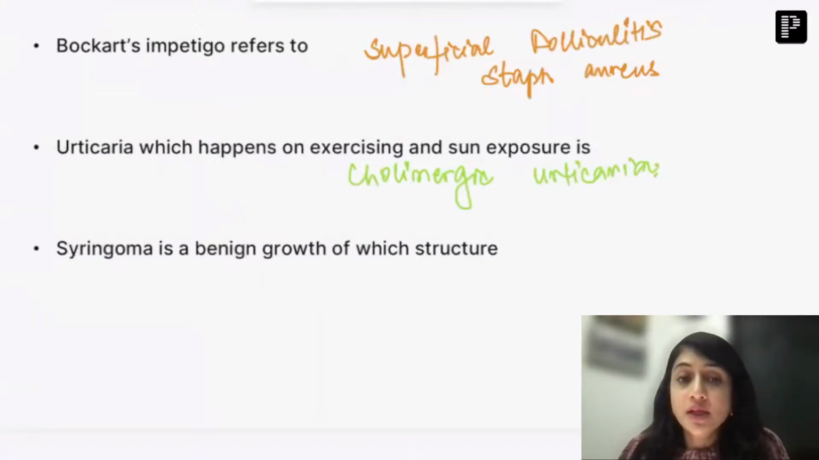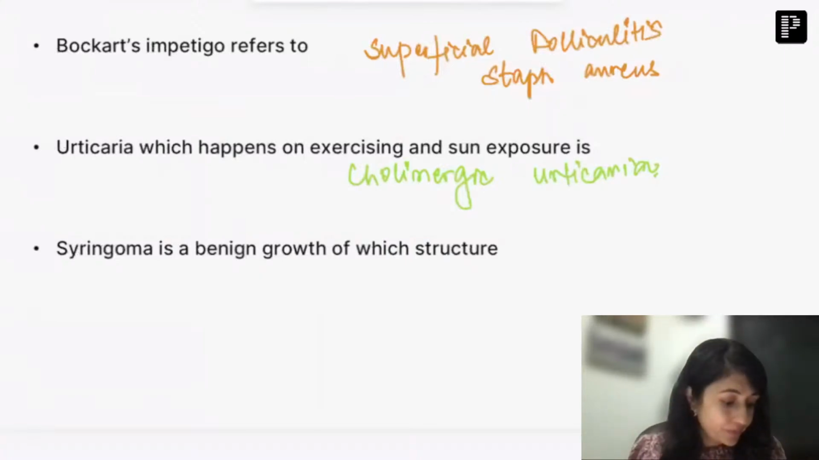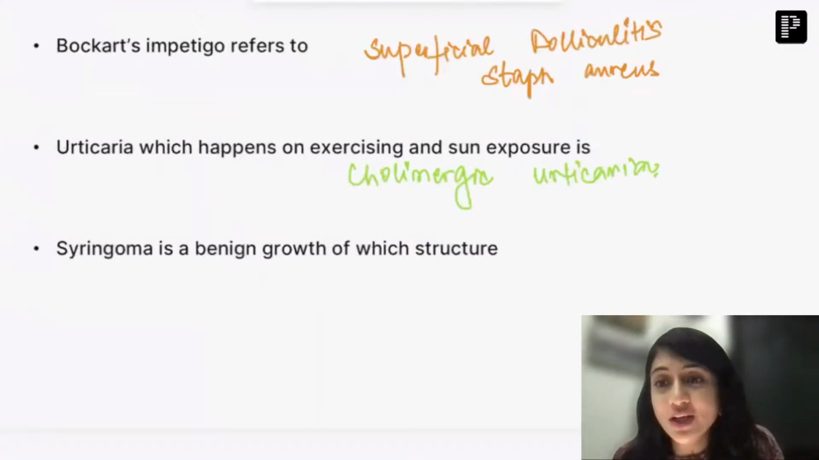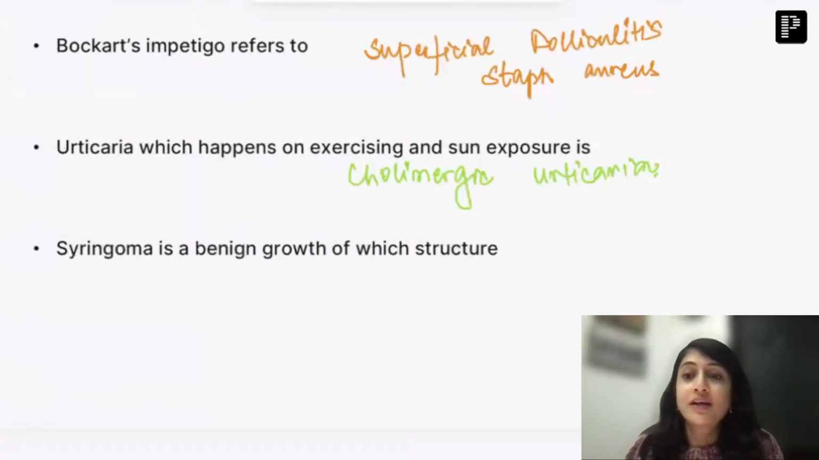Next question. Syringoma is a benign growth of which structure? So when a patient has syringoma, it's a benign growth. But what part of skin does it involve, or what structure of skin is involved when we call it as syringoma? Good. Okay. So quite clear. Yes, it is eccrine sweat gland. Can you tell me which part of eccrine sweat gland is responsible for syringoma?